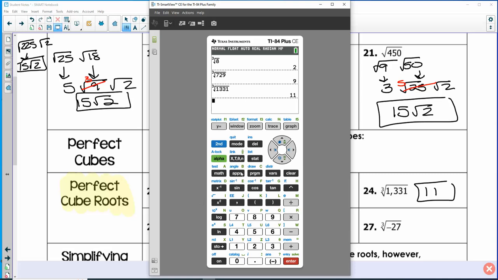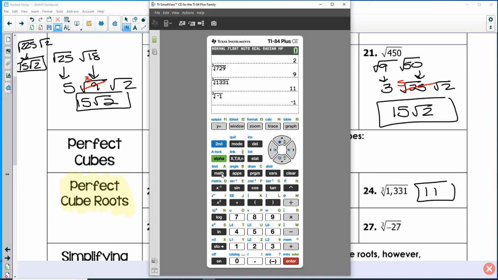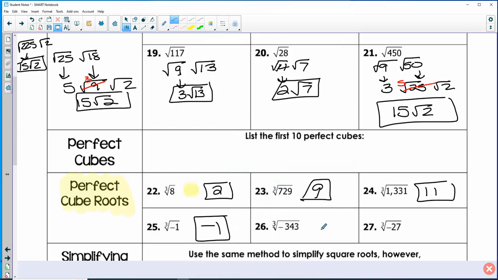All right, you can have negatives. So if we do the cube root of -1, it tells me -1. The cube root of -343 is -7. And what do you get for the cube root of -27? All right, so any cube roots that I give you will be ones that you can just put in a calculator and get the answer. I'm not going to have you reduce those. Is this okay? So we are going to practice.